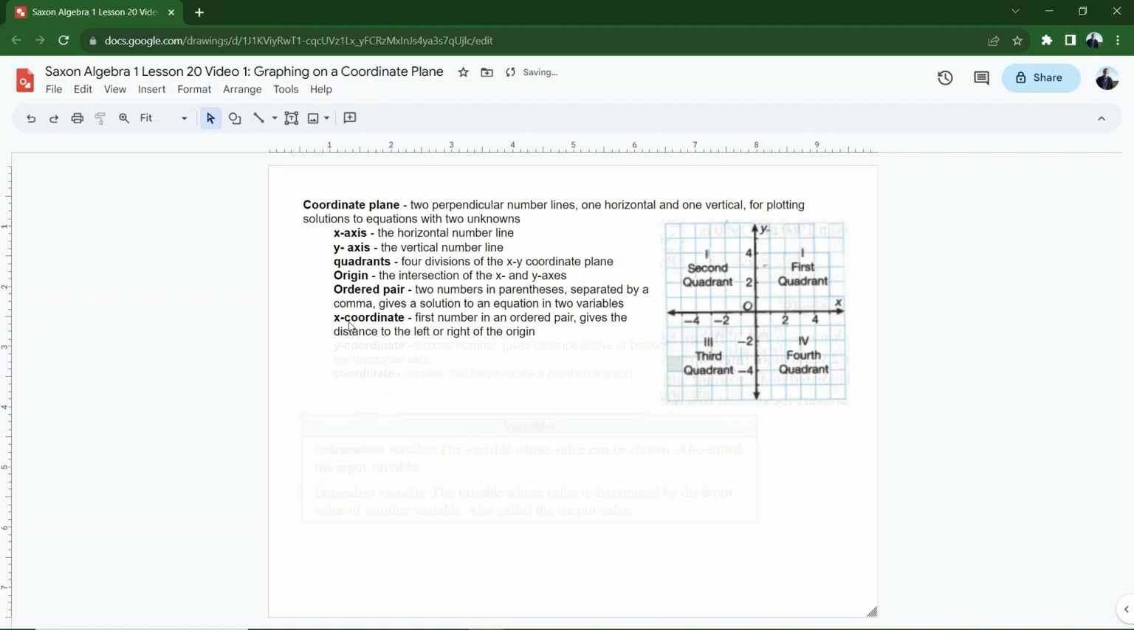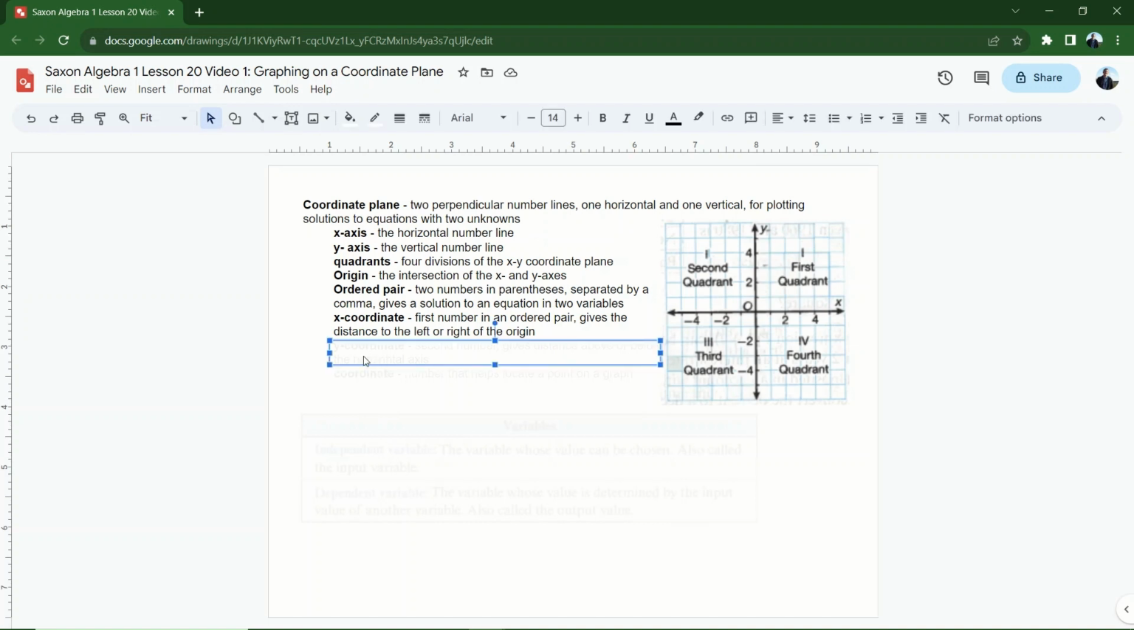The x-coordinate is the first number in an ordered pair. So ordered pairs always go x and then y, x and then y. The first number gives the distance to the left or the right of the origin. A negative x-coordinate goes to the left of the origin. A positive x-coordinate goes to the right.